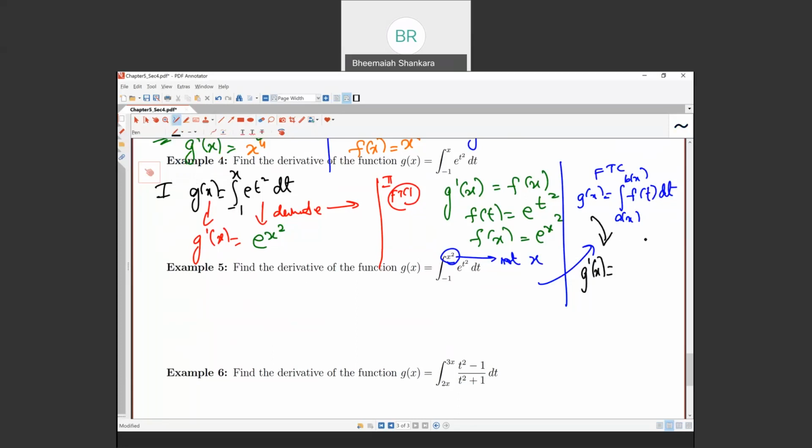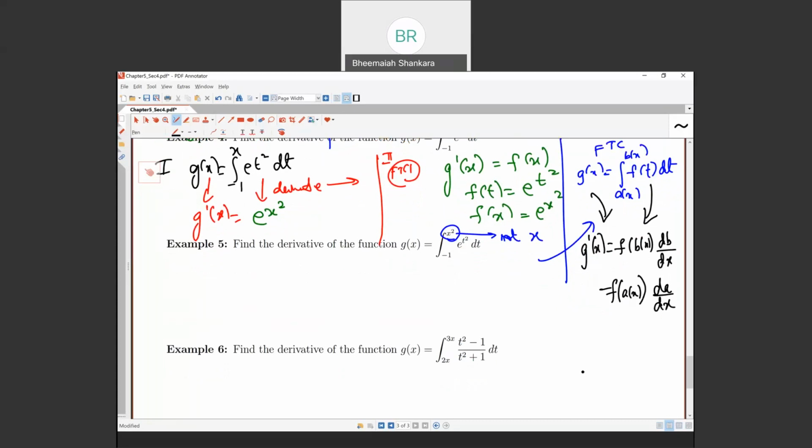Now when you differentiate an integral, you first evaluate the function at b of x and multiply by the derivative db/dx, minus the function evaluated at a of x multiplied by the derivative da/dx. So now let's find the derivative of the integral.